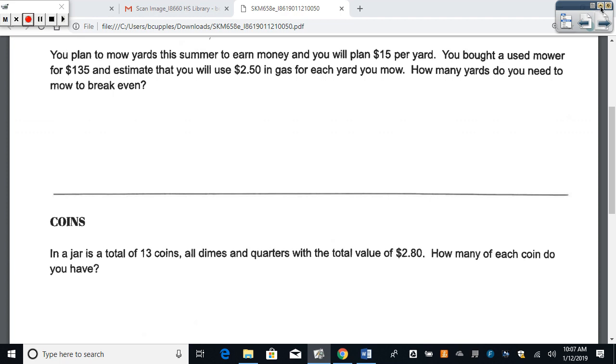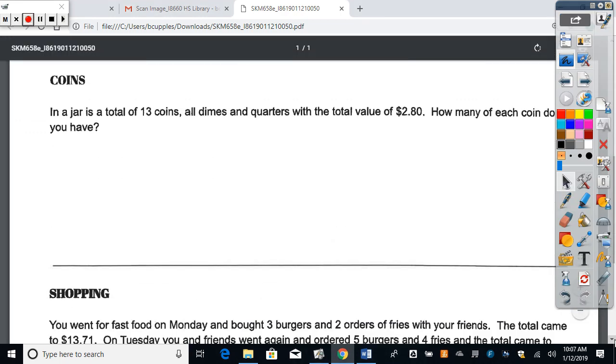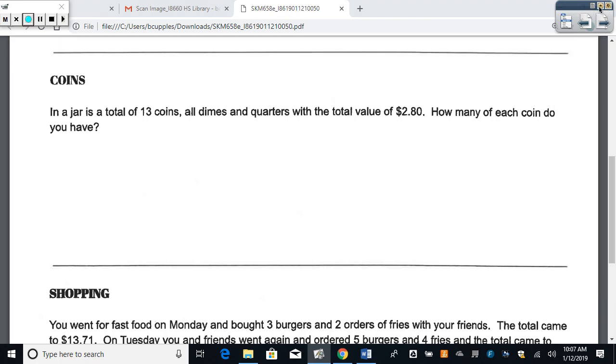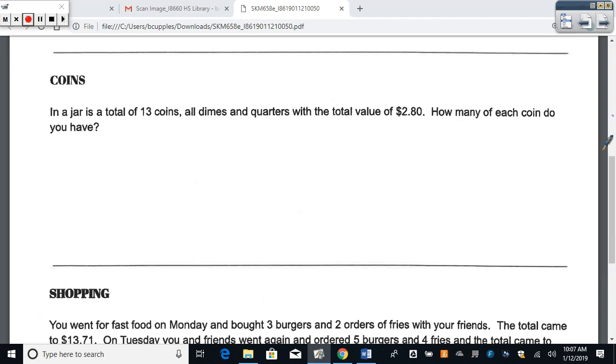All right, let's look at the next type of problem here. If I look at the problem dealing with coins, all right, it says here, in a jar is a total of 13 coins, all dimes and quarters with a total value of $2.80. How many of each coins do you have? Okay, so what I'm going to do here is this. I have 13 total coins. I have dimes and quarters.